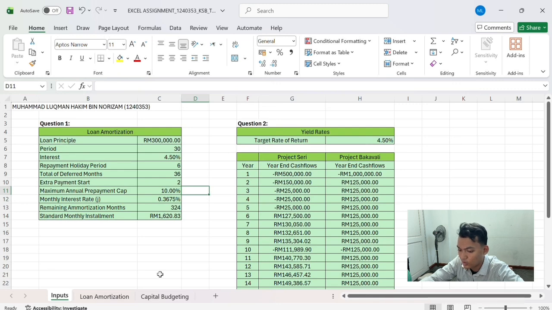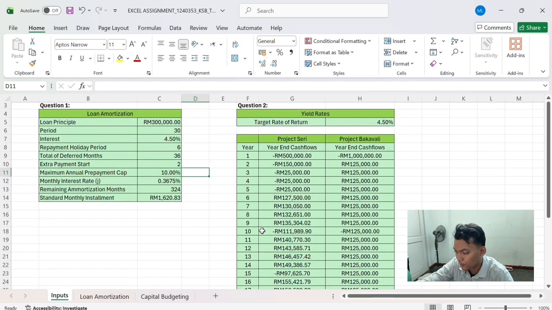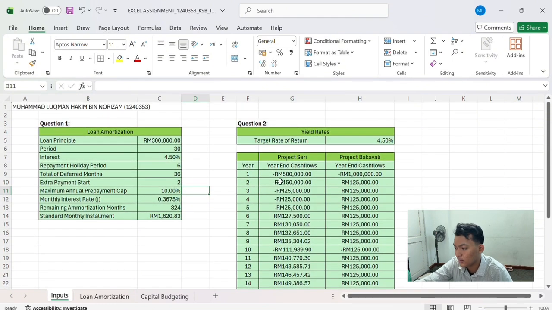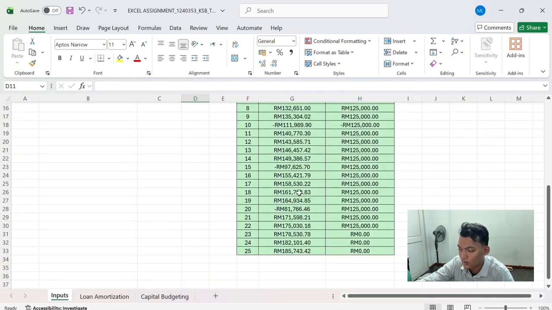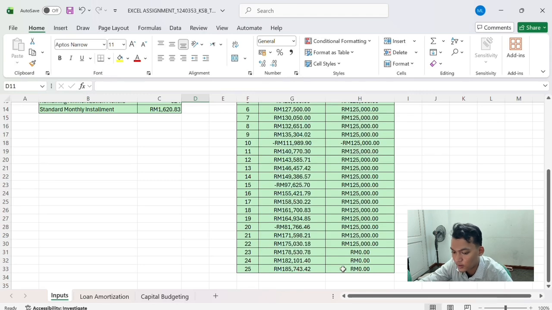So let's go through to question 2. A Malaysian corporation is currently evaluating 2 competing capital investment proposals, Project Seri and Project Bakawali. The board of directors must determine which of these 2 projects the company should fund. The projected year-end net cash inflow and outflow for both options are detailed in the Excel worksheet that is given. So the first question is, calculate the internal rate of return, IRR, for both Project Seri and Project Bakawali.